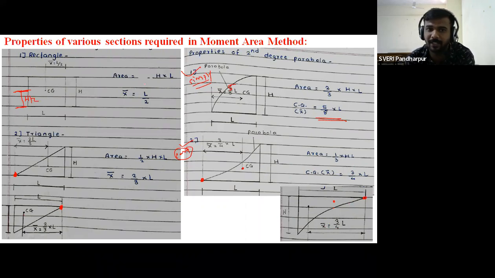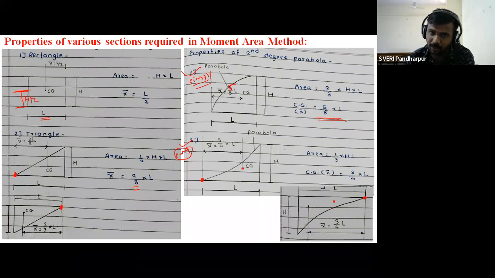Getting? In the x bar formula there is no role of h, that is height, because x bar is the horizontal distance. And in the horizontal direction the only parameter is length. Therefore the x bar formulas are only in the form of L: L/2, for triangle 2/3 into L, for the first parabolic 5/8 into L, and for the second parabolic 3/4 into L. So these area formulas and these x bar formulas we have to remind.